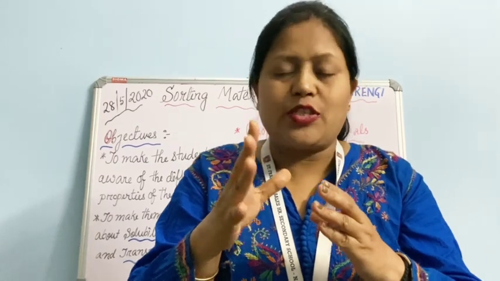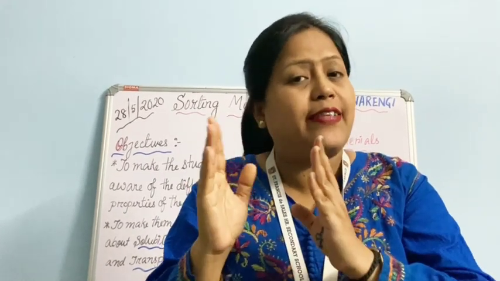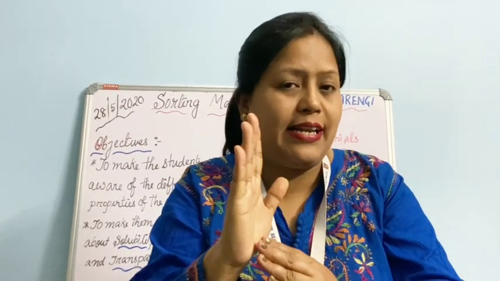Is that clear? So we discussed the opaque object, and there we discussed shadow formation. We have discussed that when an opaque object comes in the way of light, it casts a shadow. Clear? I hope everything is clear for you all, children.